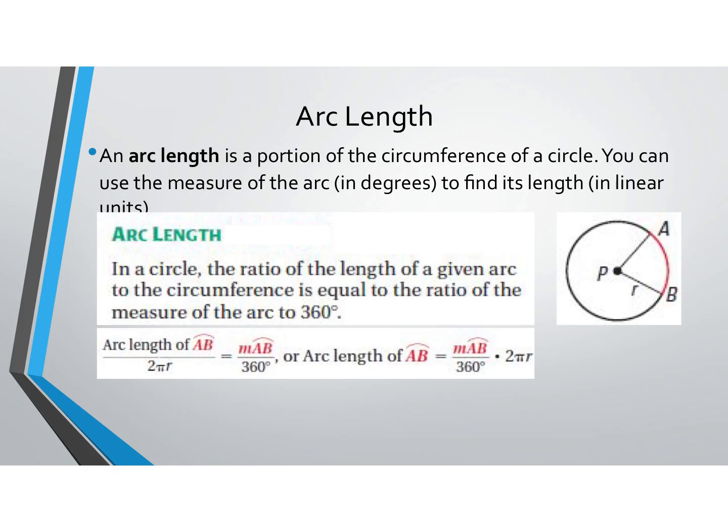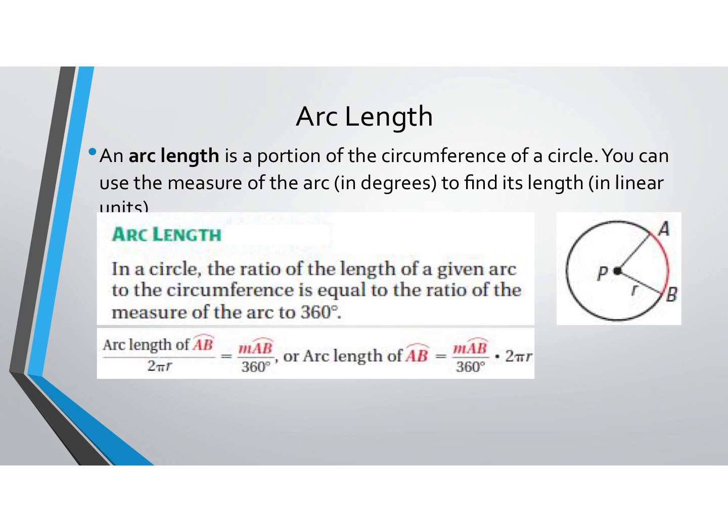Okay, before our first example, let's talk about arc length. Arc length is a portion of the circumference of a circle. It's not the full thing, it's just a piece of the circle. And you can use the measure of an arc in degrees to find its actual arc length in linear units, for example, inches, meters, feet. Arc length in a circle is the ratio of the length of a given arc to the circumference, and it's equal to the ratio of the measure of the arc to 360 degrees.